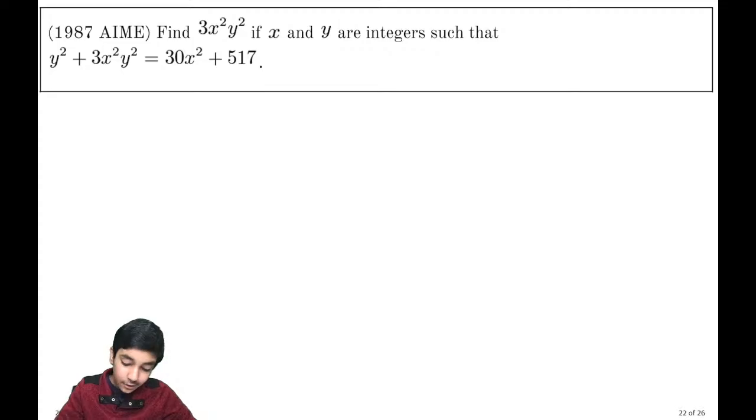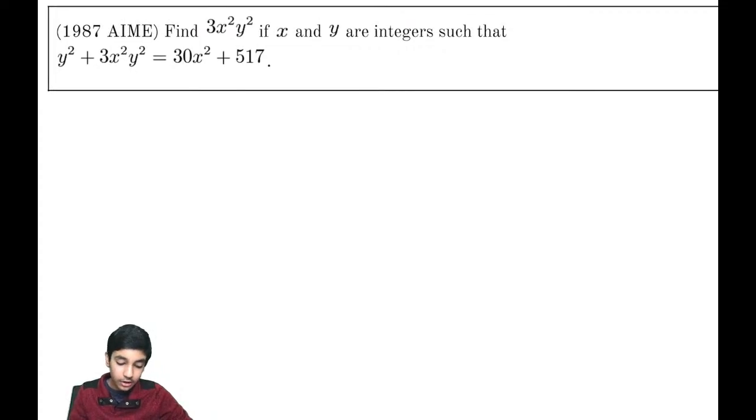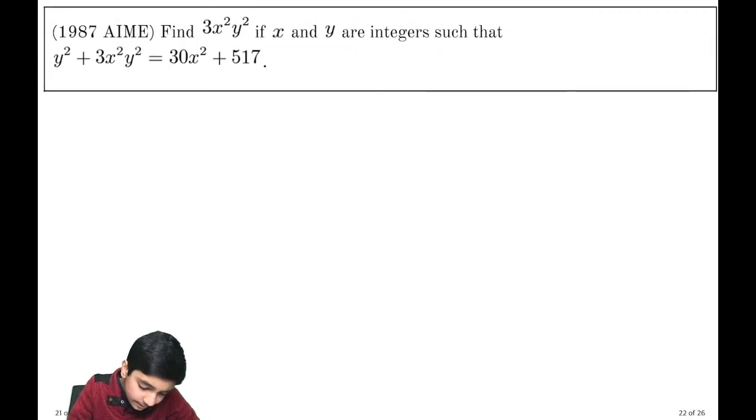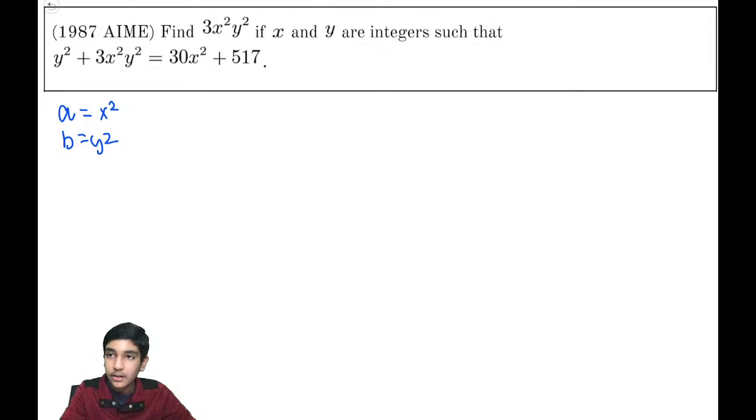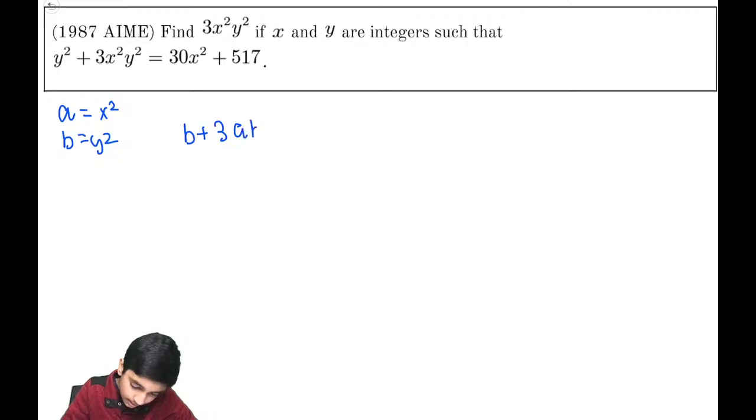And again, even though it's an AMC problem, it actually has a really good solution. So the idea here is, let's say a is x squared and b is y squared. Okay, so now we know that a is x squared and b is y squared. So as you can see here, we can rewrite this as b plus 3ab equal to 30a plus 517.